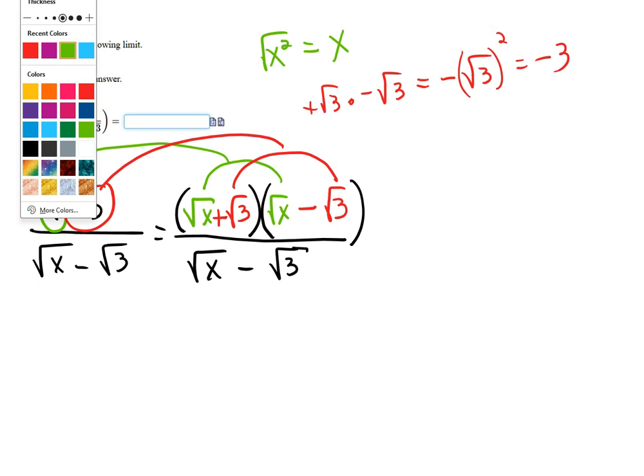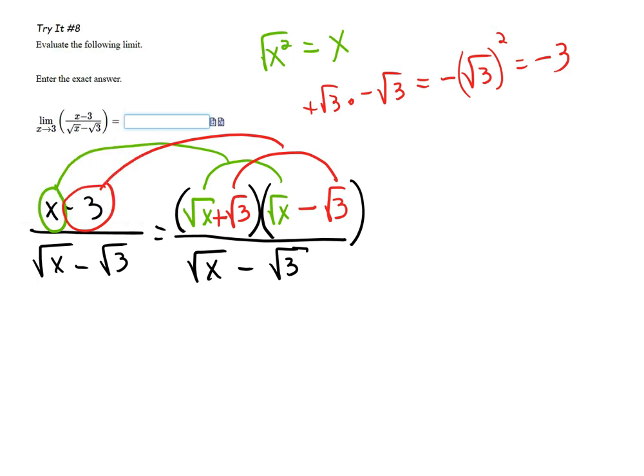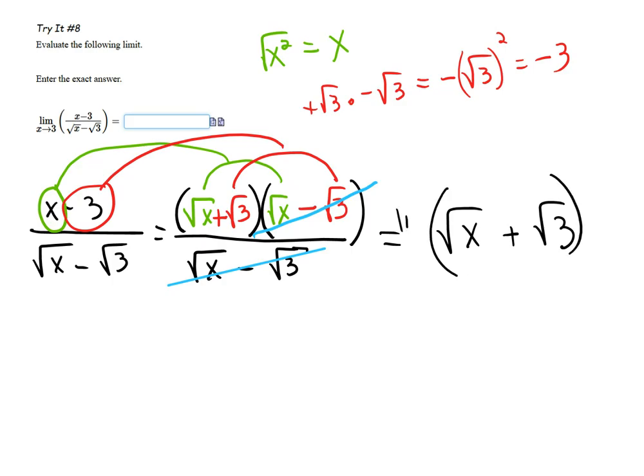And now you can see, give me a blue pen. Blue, where are you? Blue. That this denominator of the square root of x minus the square root of 3 will cancel this square root of x minus the square root of 3, leaving you with simply the square root of x plus the square root of 3.